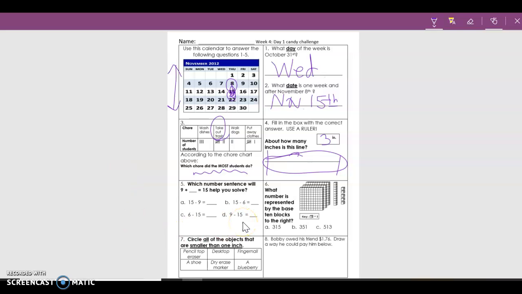Which number sentence will 9 plus blank equals 15 help you solve? Now, you do not have to answer all of these problems.